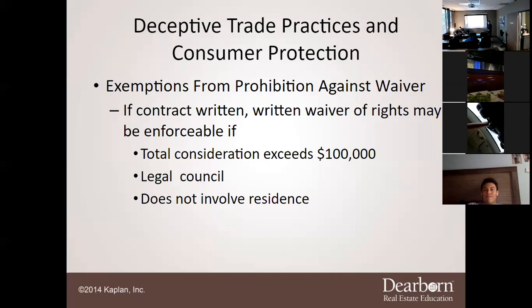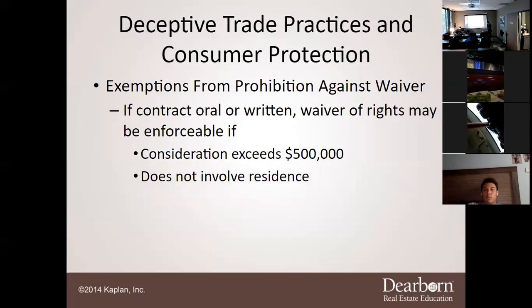If written, as I've been saying over and over, always get it in writing. So if the contract is oral or written, the waiver of rights is enforceable if the consideration exceeds $500,000 or it does not involve the residence as well.